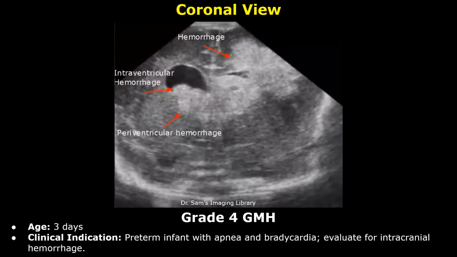This is a case of Grade 4 germinal matrix hemorrhage. Patient's age is 3 days. Clinical indication, preterm infant with apnea and bradycardia. Evaluate for intracranial hemorrhage.